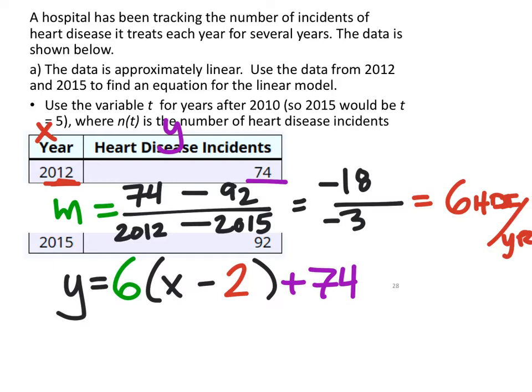So the 2 comes from it being the year 2012, right? Because I'm using this ordered pair right here. It says that we're looking at years after 2010, and 2012 was 2 years after 2010. So that's where this 2 comes from. And if you put 2012 in there, you're going to get quite a big negative number, which wouldn't make sense in terms of heart disease incidence, at least at this rate anyways.